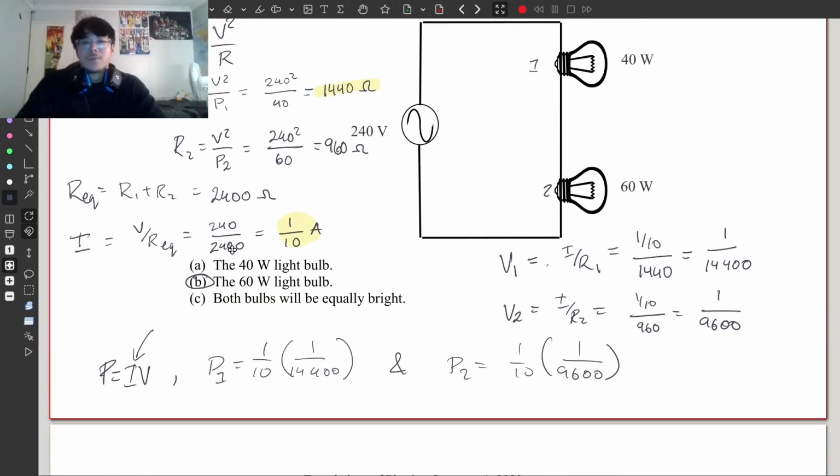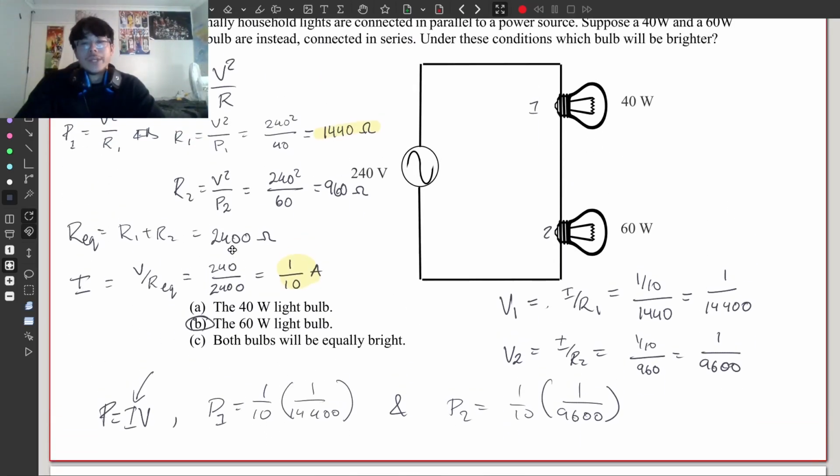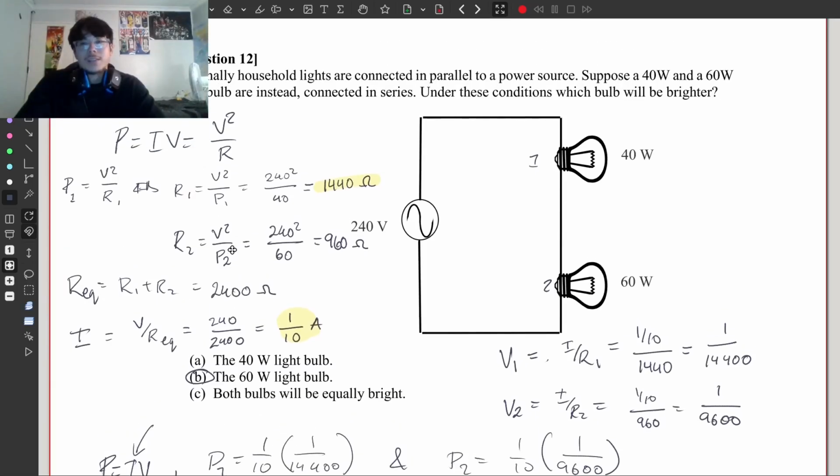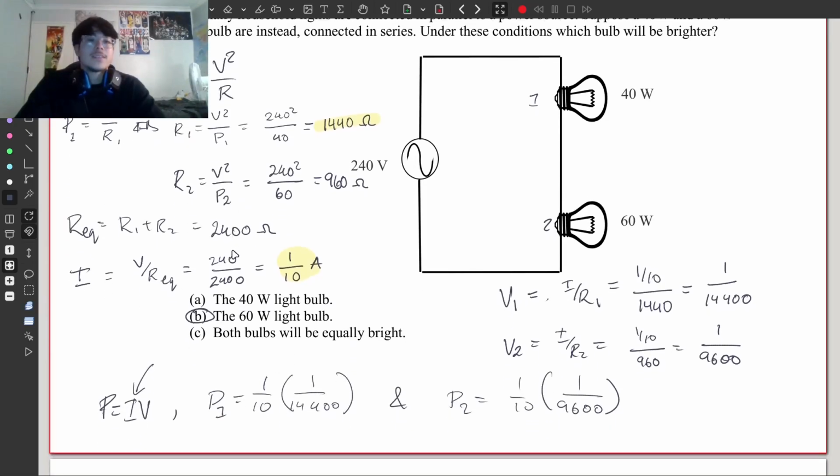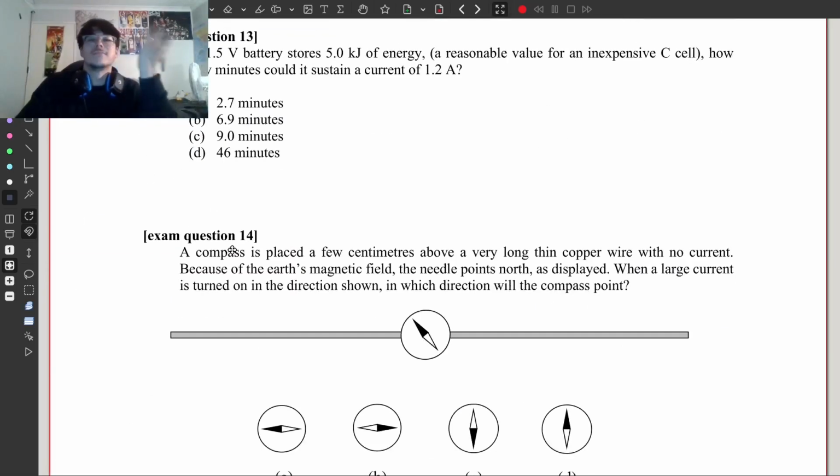Now I feel like you probably can get away with doing this without all of these calculations. It's just what I thought of.